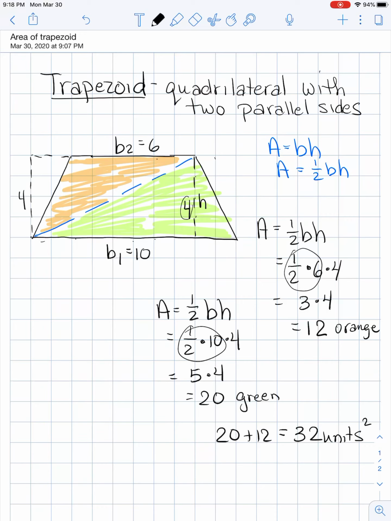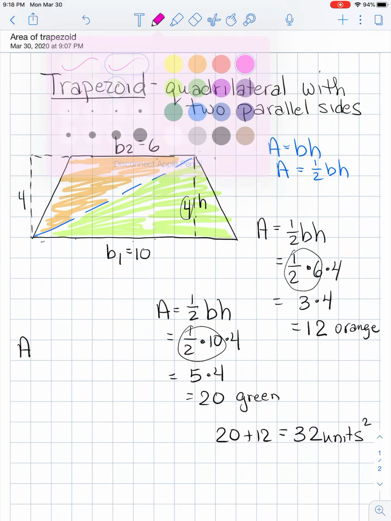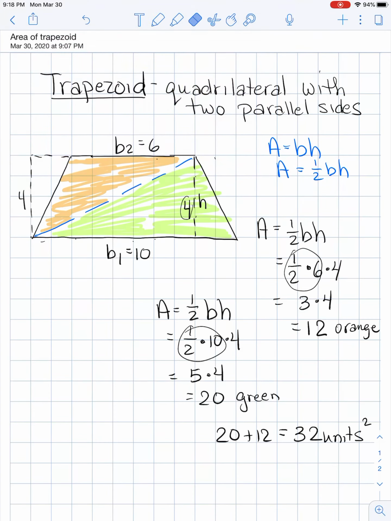Okay? So we actually have a formula because you don't want to always be doing this. And the formula is the area of a trapezoid. Let's make it a different color. Let's make it nice, bright pink. Okay, the area equals 1/2 B1 plus B2 times the height. Why? Because it's the sum of the areas of both triangles, right?